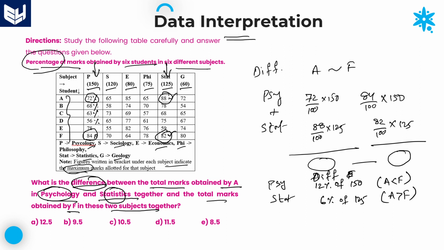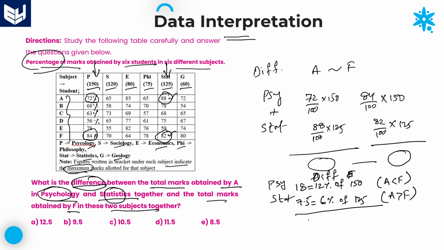So, here in one case, A is less. In one case, A is greater. So, after that, you need to take the difference between these two. That is your answer. What is 12 percentage of 150? Here, this 12 percentage of 150, which is equal to 18. Similarly, 6 percentage of 125, that is 7.5.